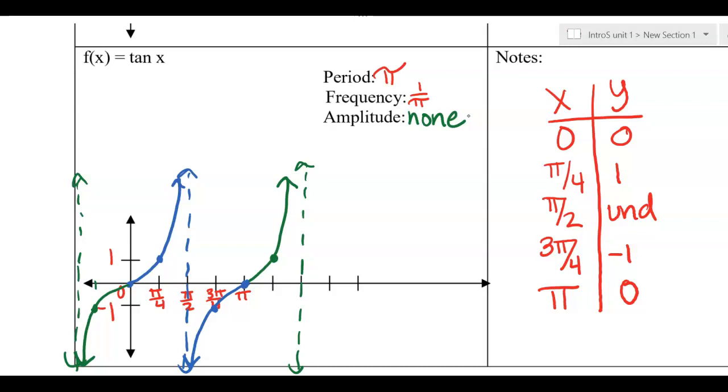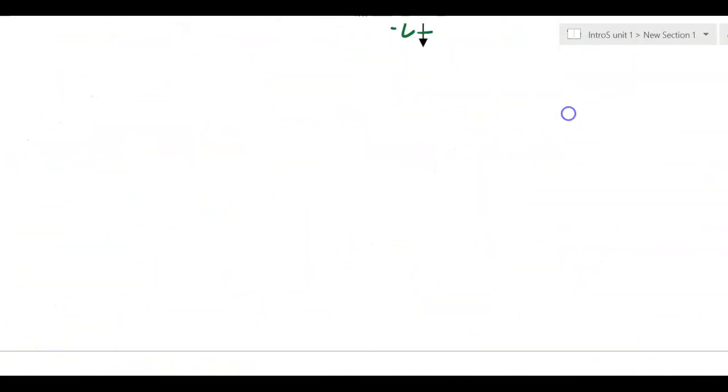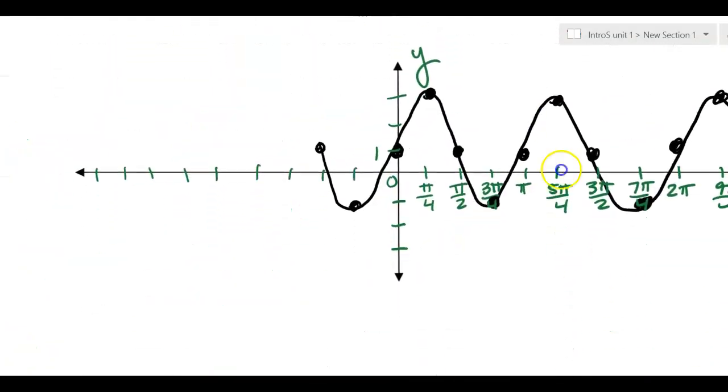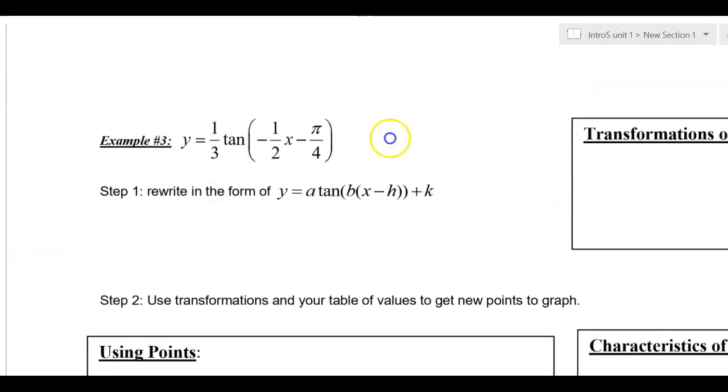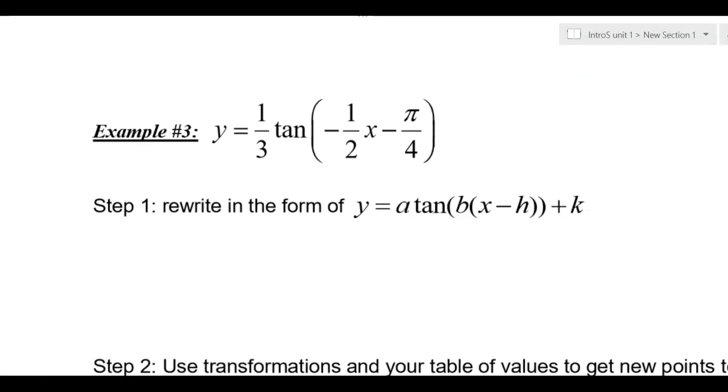Okay, so let's go and do transformations. We're doing one tangent example. All right, we've got some fractions in there for you guys to help those of you that need some practice with that. Oh boy, that's okay. Breathe. So this is the tangent function that we're going to focus on.